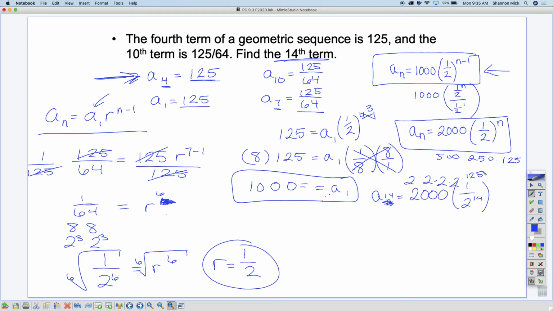So I can reduce out 4. So I get 125 over 2 to the what? 10. Are we going to have to do stuff like that on the test? Yes. You're going to have to break it down, and if you need to, divide it by 2 and divide it by 2, exactly like we just did.